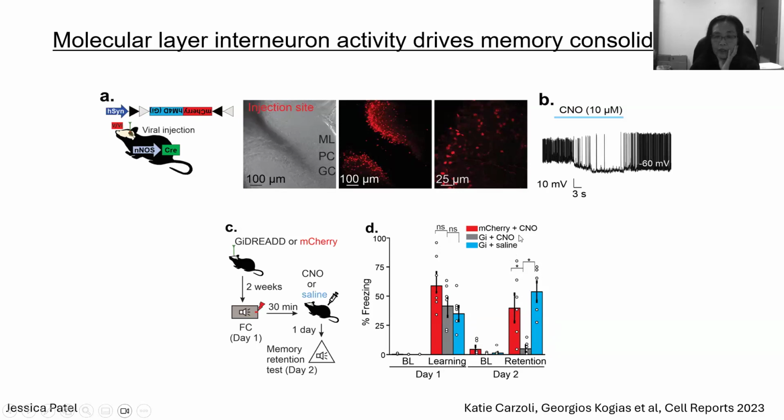However, the GI dread mice receiving CNO show almost no freezing. We were actually very surprised at the beginning, and then we repeated it. It's exactly the same every time. In 3 animals, we missed lobules 5 and 6, and these 3 animals also show about 50% freezing in the memory retention. So it really is a lobule-specific effect. So molecular layer interneuron activity drives memory consolidation.